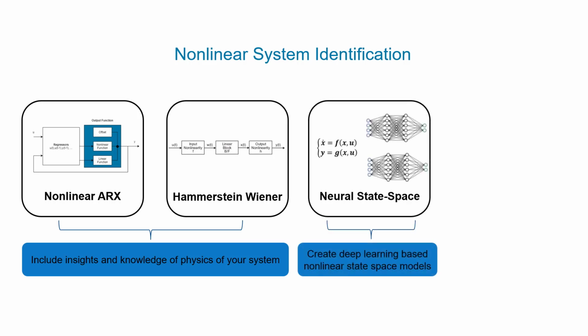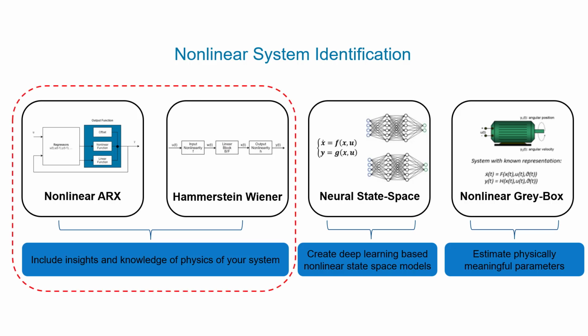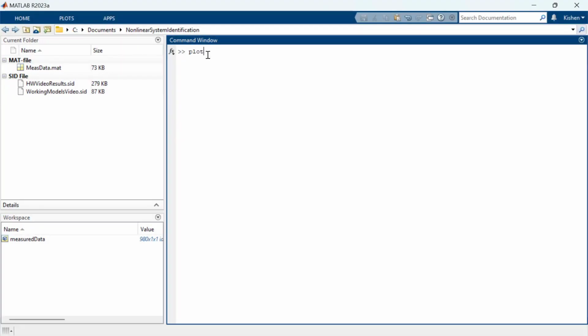Neural state space models, where you can create deep learning-based nonlinear state space models. And finally, nonlinear gray box models, where you represent your nonlinear system using ordinary differential or difference equations, and then estimate physically meaningful parameters from measured data. In this video, we'll focus on how you can include your insights and knowledge of physics while modeling nonlinear systems. Let's look at a demo.